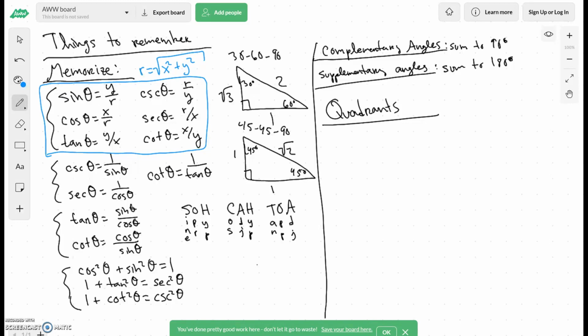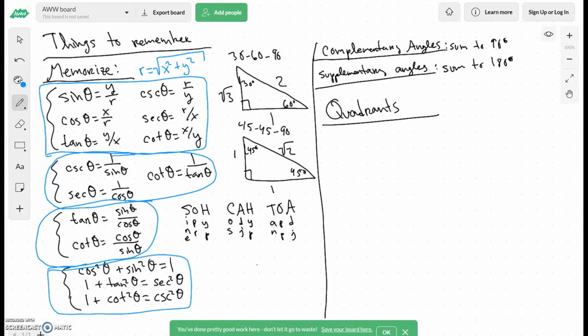Make sure that you also know the reciprocals, okay? That cosecant theta is equal to 1 over sine theta, secant theta is 1 over cosine theta, and cotangent theta equals 1 over tangent theta, and vice versa. Also know what tangent theta and cotangent theta equal in terms of sine and cosine. The Pythagorean identities are right below here.